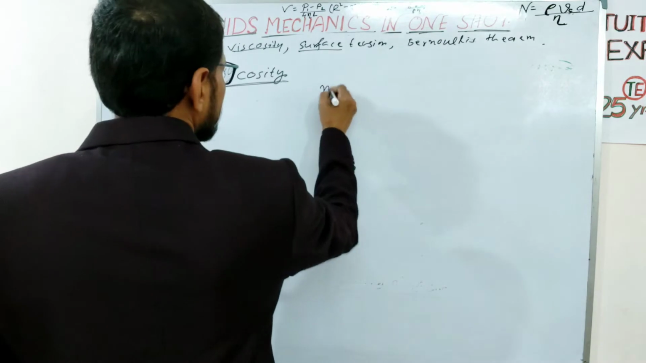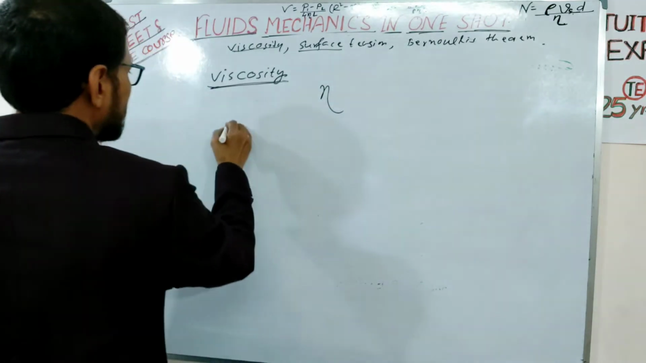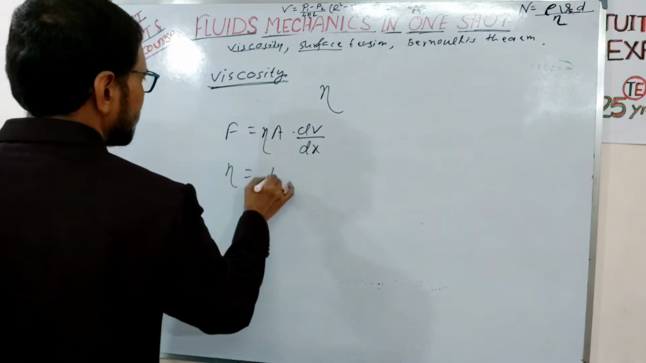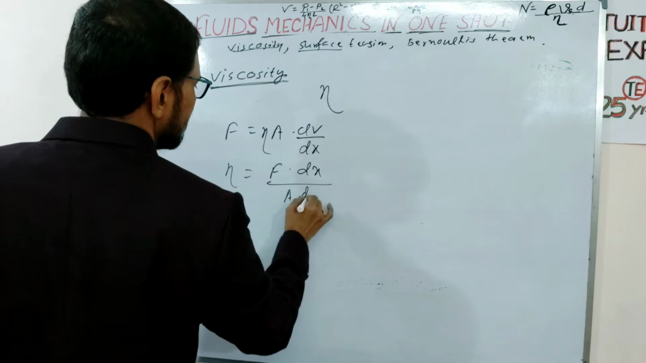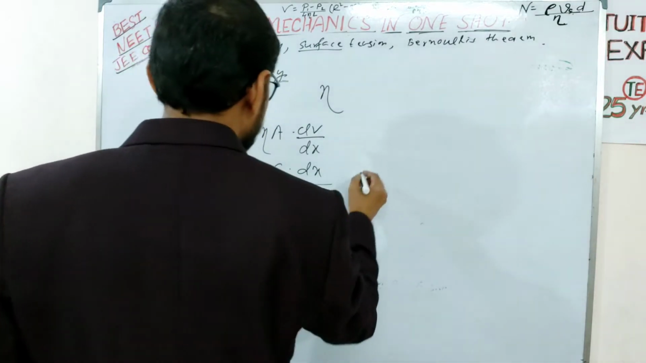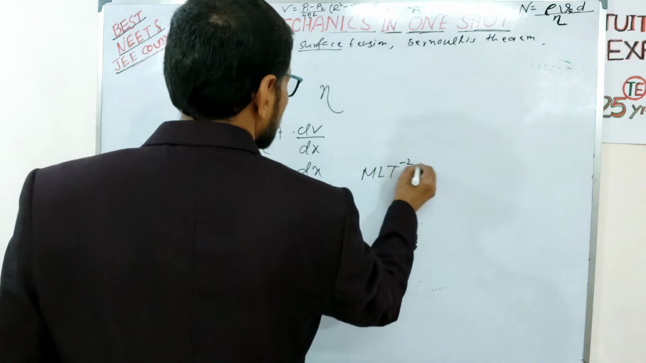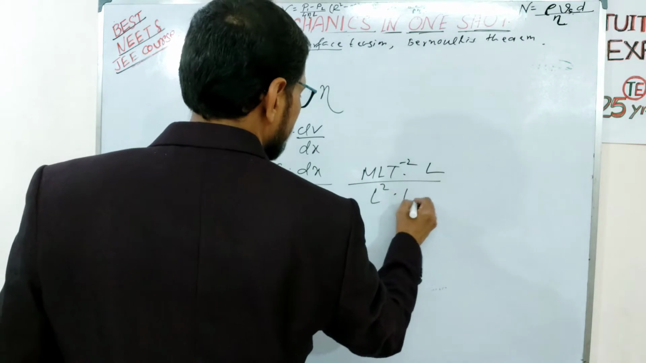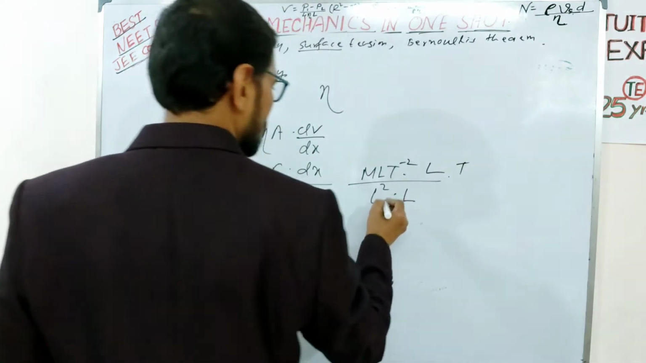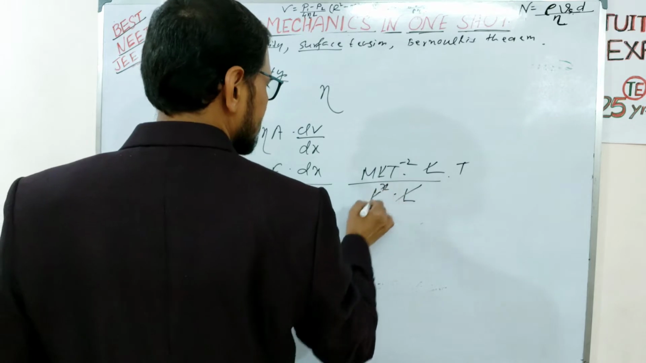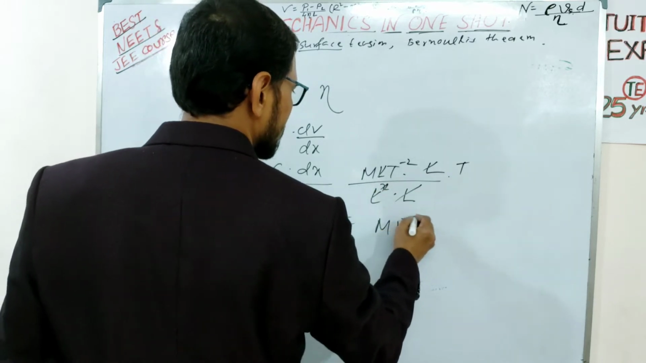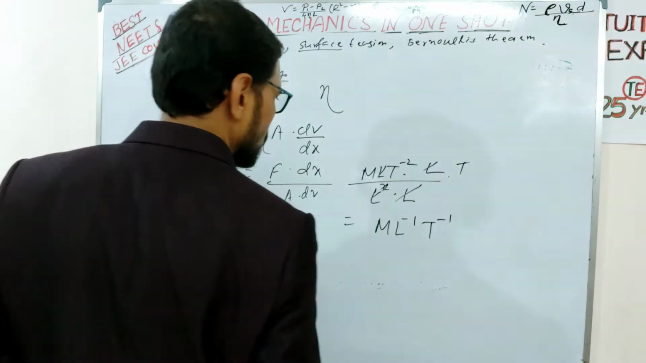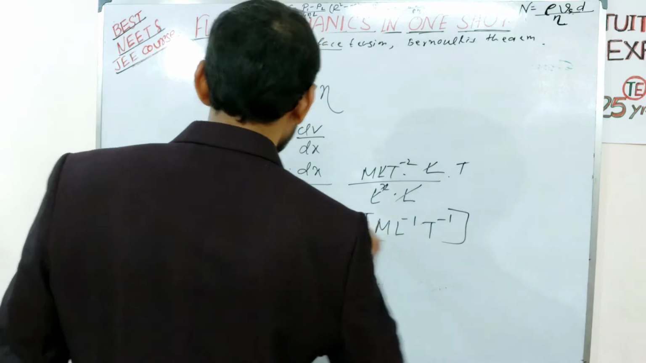So for the coefficient of viscosity eta, F equals eta A dV by dx, so eta equals F dx by A dV. The dimension of force is M L T to the power minus 2. dx is length, area is L squared, dV is L by T. So L cancels, and the dimension of eta is M L to the power minus 1 T to the power minus 1.